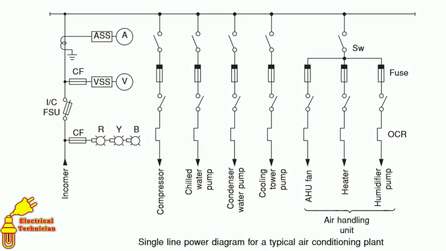Friends, see, here some electrical equipments are connected like compressor, chilled water pump, condenser water pump, cooling tower pump. In the same way, some more electrical equipments are connected. Now we have to turn on and off these electrical equipments. So to turn on and off these, what we do is we make control circuit, that when we have to turn on this, in which condition this must get on, in which condition it must get off. So for this we make a control circuit.